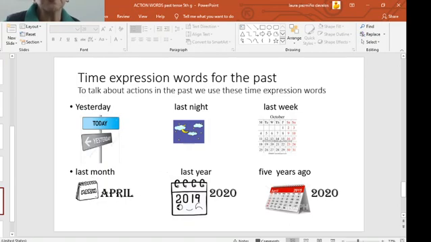Last month tenemos two calendars. Uno es de April y el otro es de March. Ya pasó. Last year, 2020, 2019, and 5 years ago. Ok, ya les digo, esto es muy flexible. Podemos decir 2 years ago, puedo decir 1 year ago, puedo decir hace una hora. Ago quiere decir hace. Hace una hora, hace 2 años, hace 5 años.